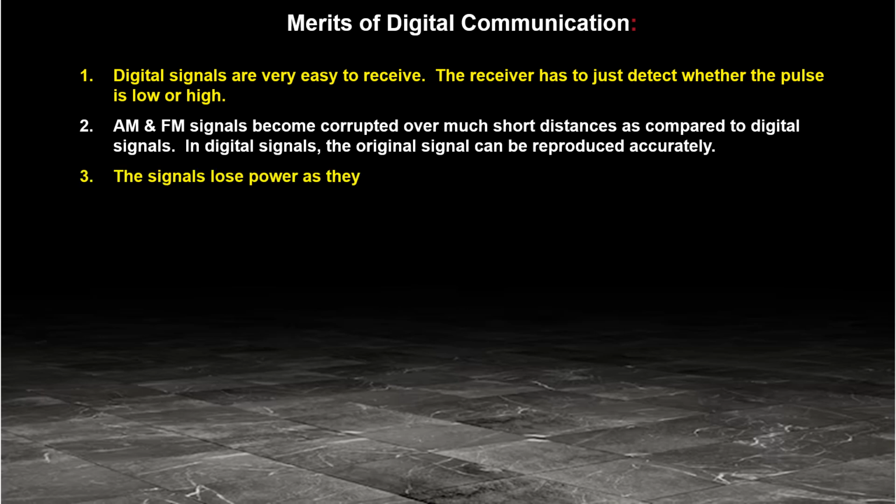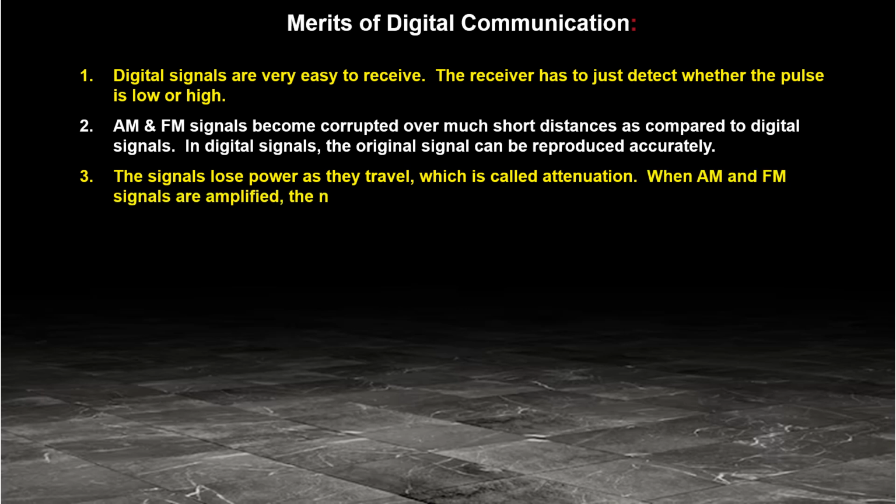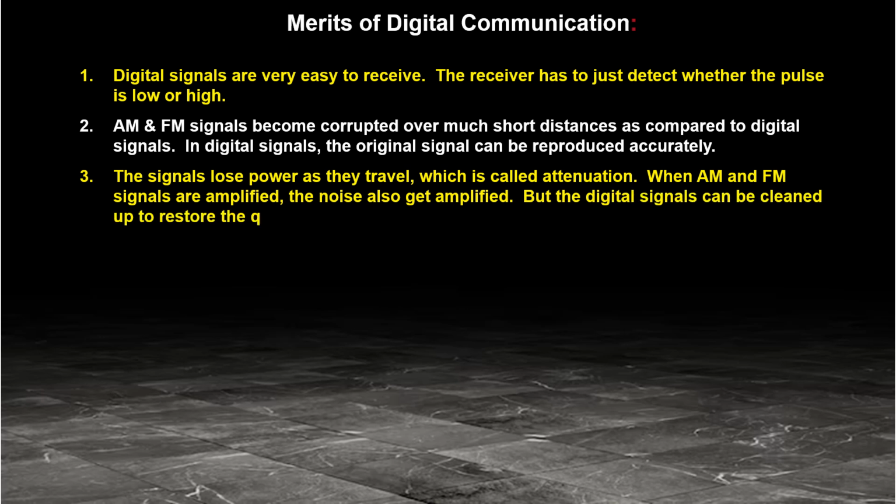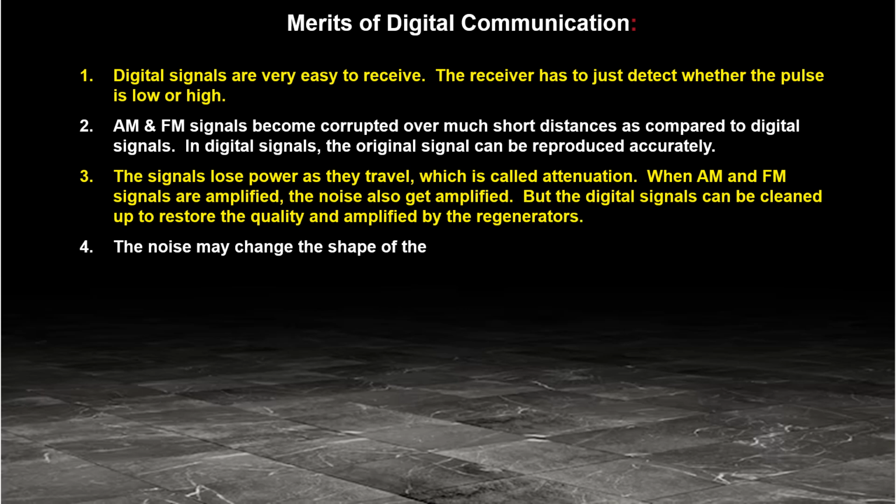The signals lose power as they travel, which is called attenuation. When AM and FM signals are amplified, the noise will get amplified. But the digital signals can be cleaned up to restore the quality and amplified by the regenerators. The noise may change the shape of the pulses, but not the pattern of the pulses.